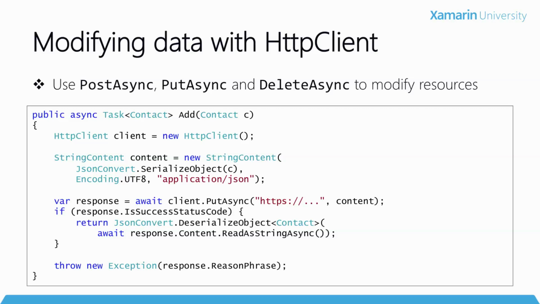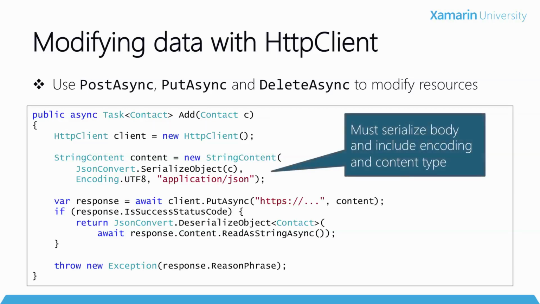The steps for using these methods are to create the HttpClient and then create the body of the request. Remember, this is an HttpContent object. We will typically use a derived class to create that content. Here we're using a StringContent object, which creates the body from a string. Again, we use JSON.NET to serialize our data, and this time also including the encoding type and the content type for the message, which would be application/JSON.